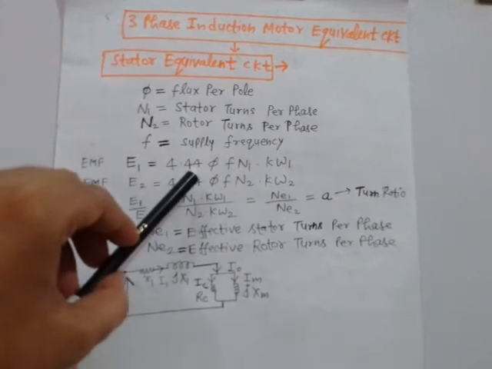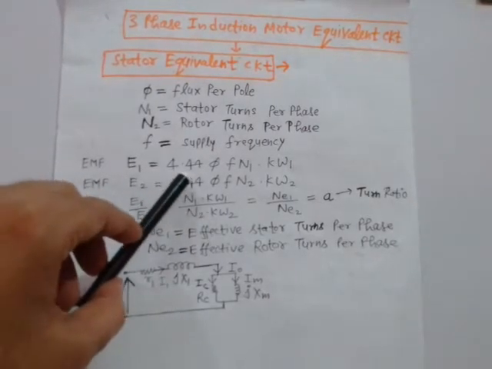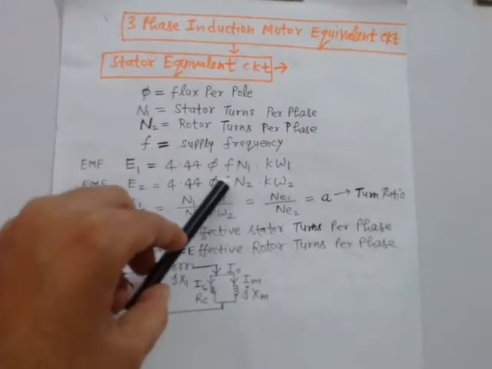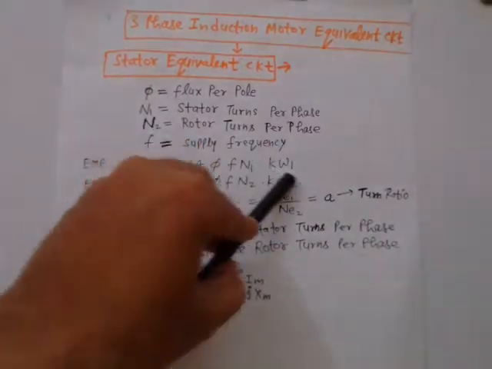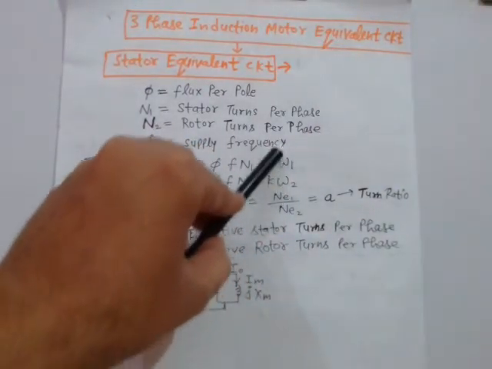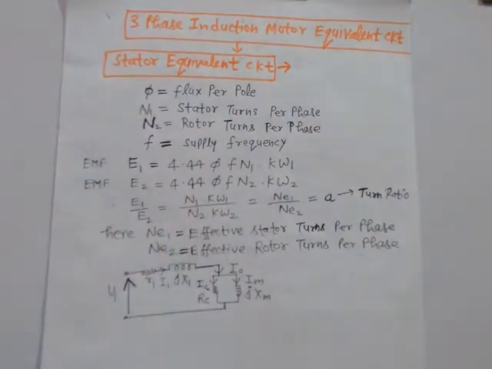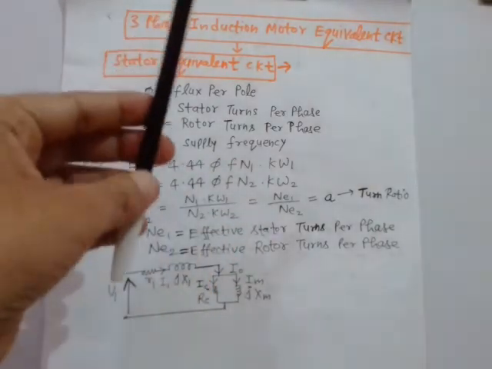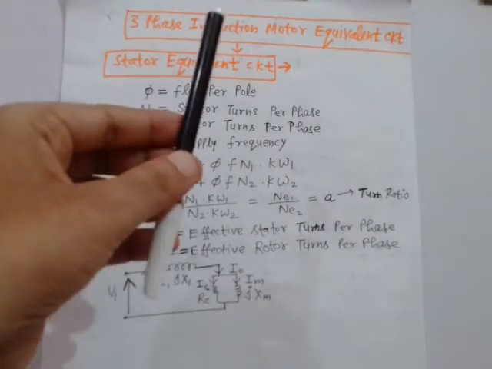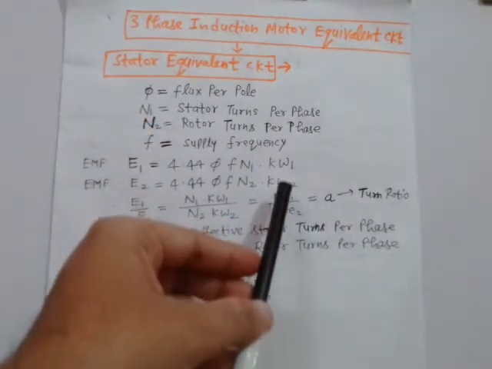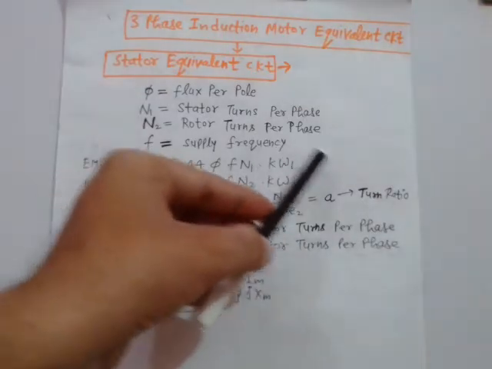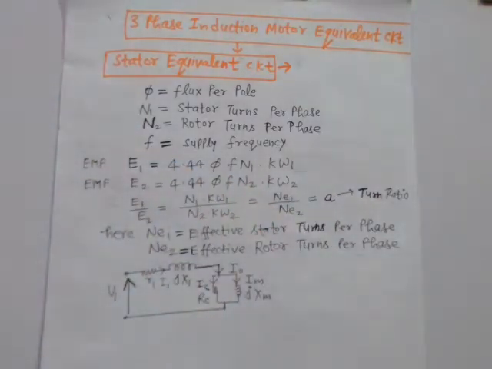It is like a transformer. In a transformer also you get this 4.44 F N. Kw1 is a new term that has been introduced now in the three-phase induction motor, because the three-phase windings in an induction motor are balanced in space, right? So accordingly there will be a 120-degree phase displacement. I have already discussed all these things.